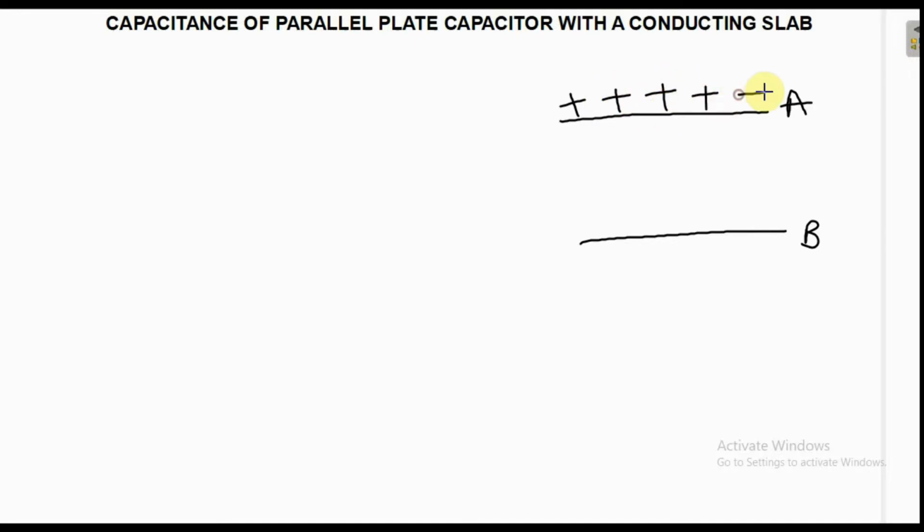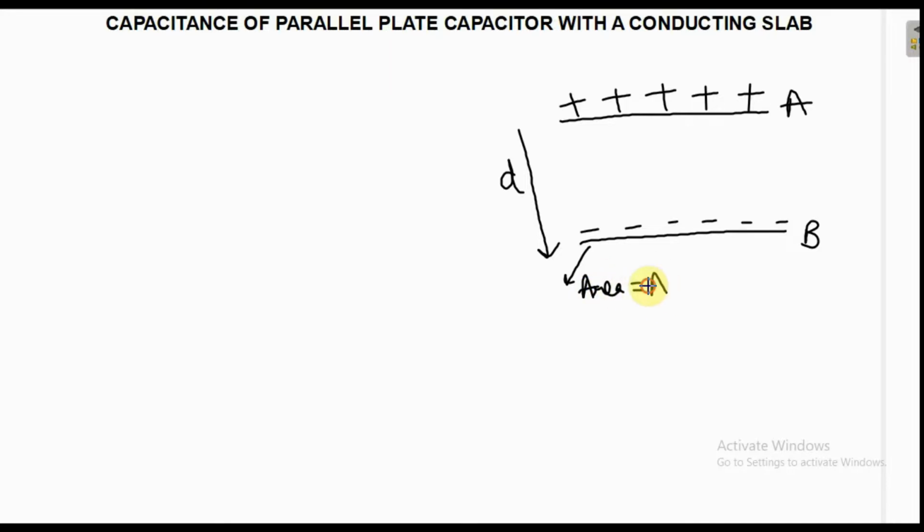So we have two plates of a capacitor. The first one is plate A and the other plate is B. Let us suppose the charge on plate A is positive. Similarly, the charge on plate B is negative. Because of this negative and positive charge, a field is developed between the plates of the capacitor. The distance between the two plates is D, and the area of the capacitor plate is A.